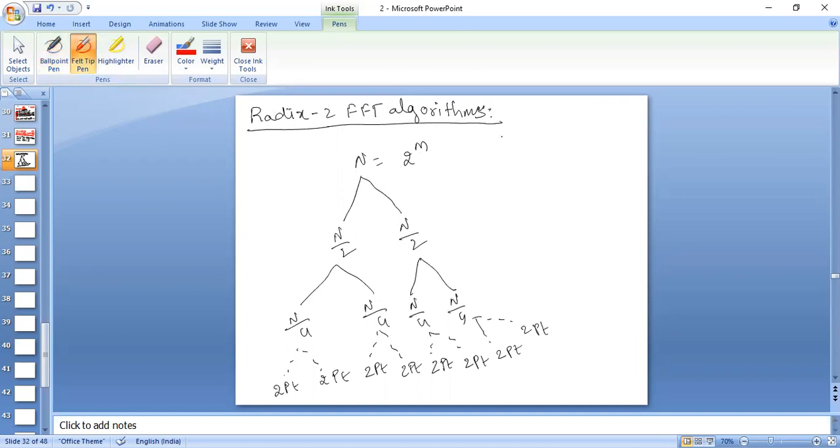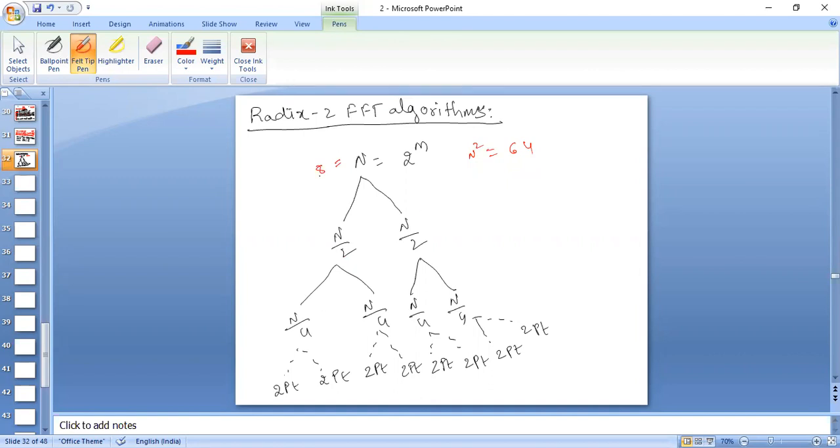So let me consider n is equal to 8. n square value ఏమవుతుందండి? 8 square, that is equal to 64. మనం కనుక n is equal to 8 point DFT ని డైరెక్ట్ గా సాల్వ్ చేస్తే we require 64 number of multiplications, right? Let us see how this value is reduced by using FFT algorithm.